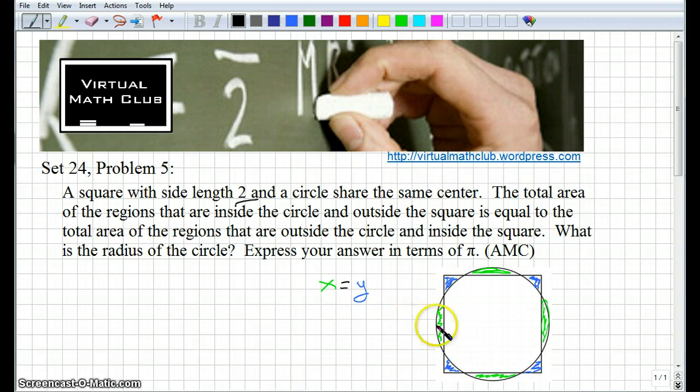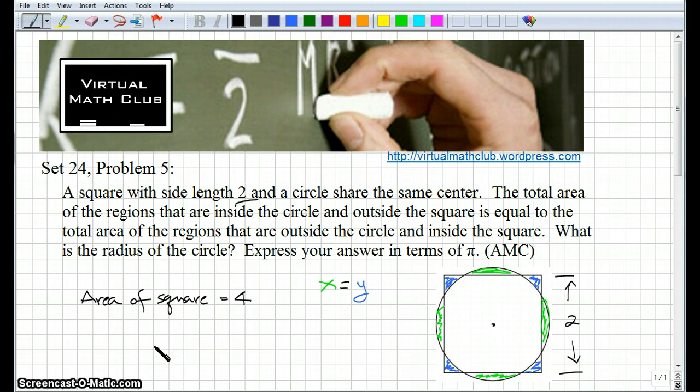Now we know that these two figures share a center, and we also know, very important, that the side length of the square is 2. We don't know what the units are, it's 2 whatever, feet, inches, centimeters, kilometers, I don't know. So it's just 2. What does that mean? The area of the square is easy to find. That's just 2 times 2, which is 4.